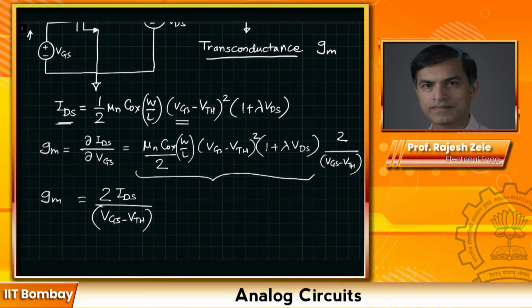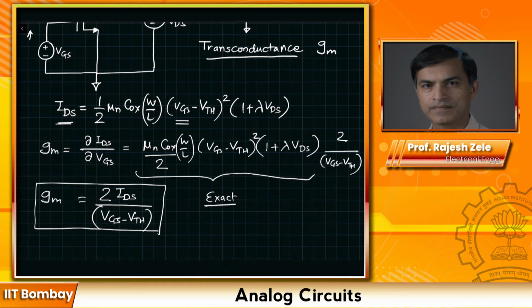Now this expression is the exact expression, and in a few minutes you will know why I call it exact, because this includes the channel length modulation effect. So what this is telling me is that if I know the drain to source DC current flowing through the transistor, and if I know the gate to source DC voltage, then I know the transconductance of the device, GM.